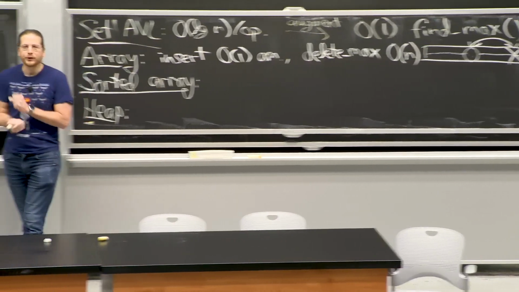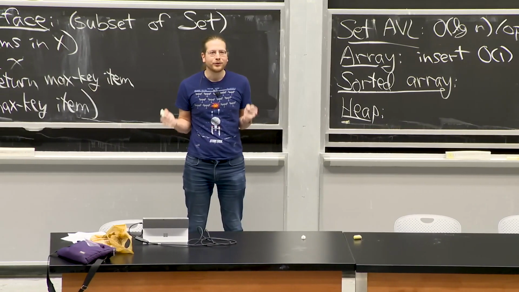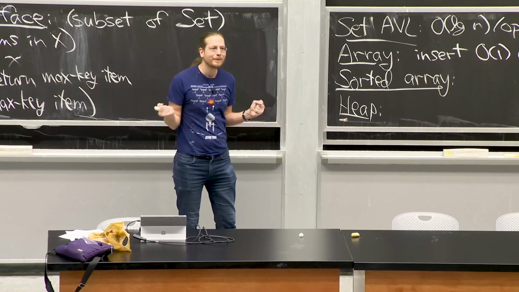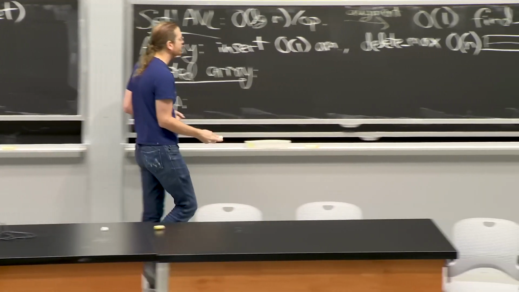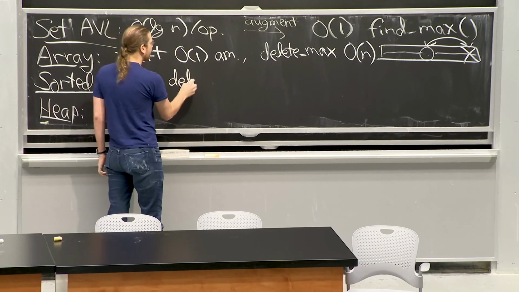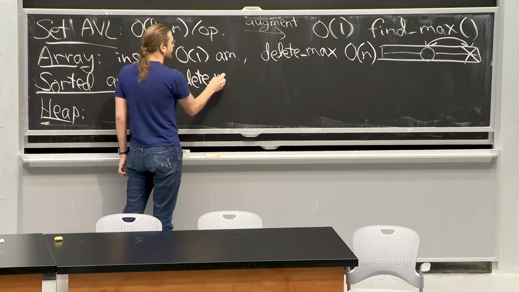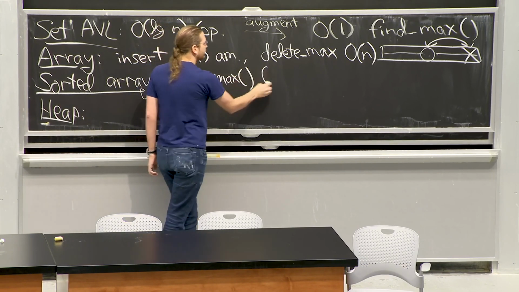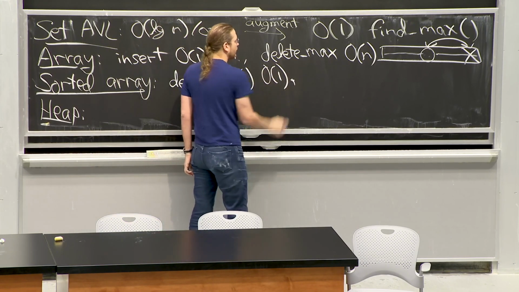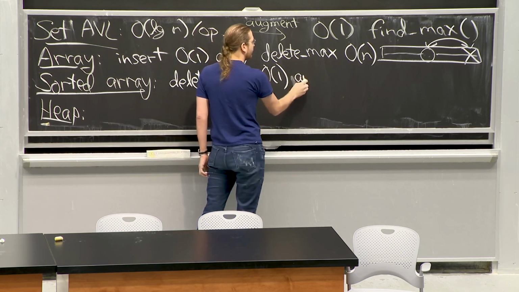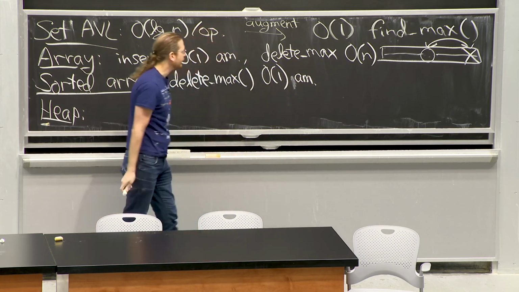Sorted array is sort of the reverse. It's very easy to find the max. Where is it? At the end. Delete max. The maximum element is always the last element in an increasing sorted array. I guess that's constant amortized because then I have to delete it, which may incur resizing.